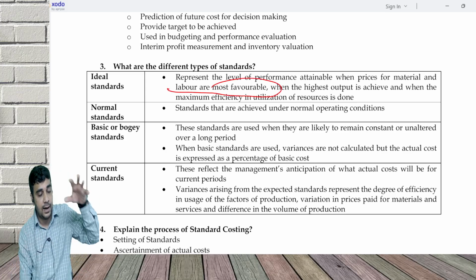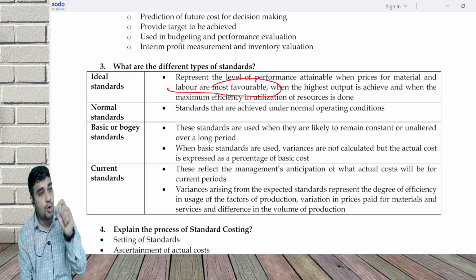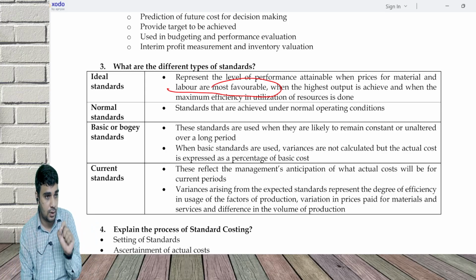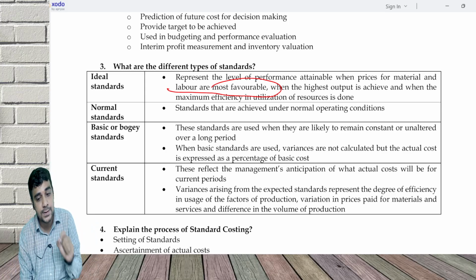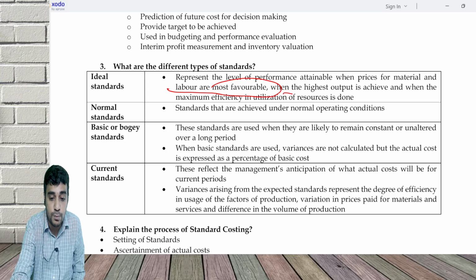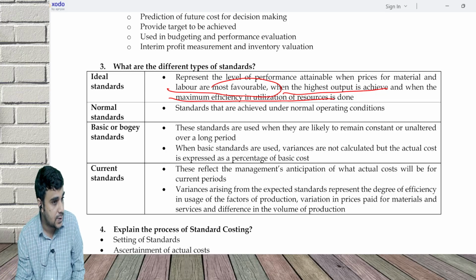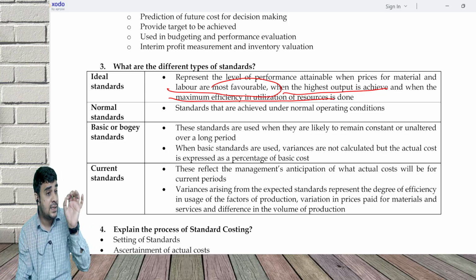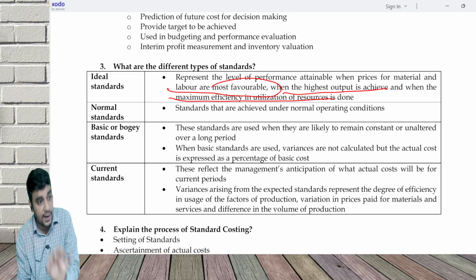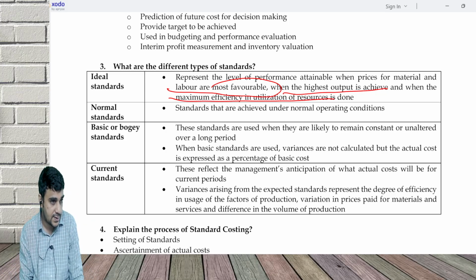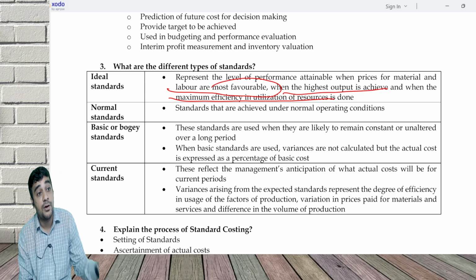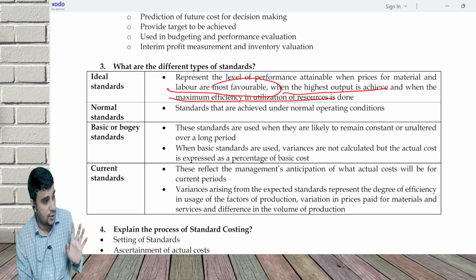That is, ideal standards assume that the cost will be the lowest cost. When the highest output is achieved, maximum efficiency and utilization of resources is done. If you consider ideal standards as standard cost, all variances will be adverse, because ideal is the maximum possible performance.